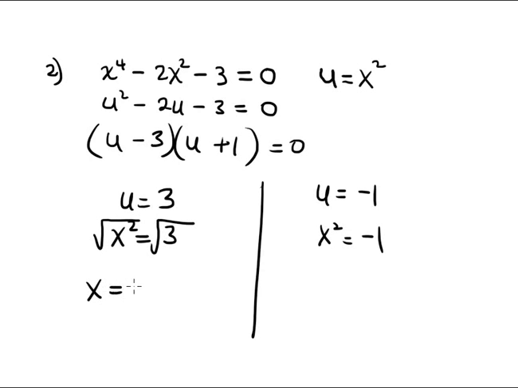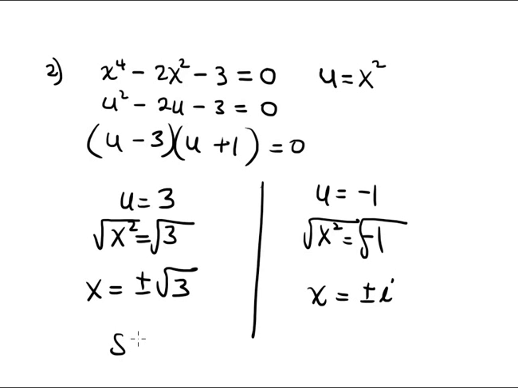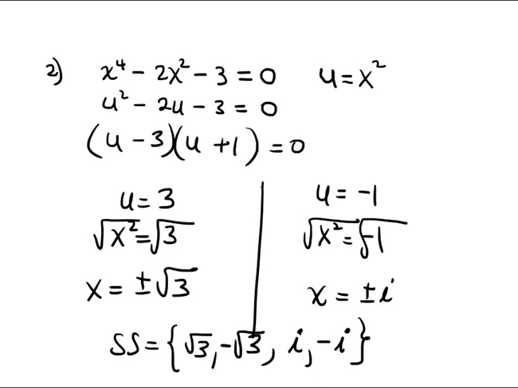Entonces x is equal plus and minus radical 3, and in this case exactly the same, but this is imaginary number. x is equal plus or minus i. Solution set for this equation is two real solutions, radical 3, minus radical 3, comma, two imaginary, i and negative i. That's it.